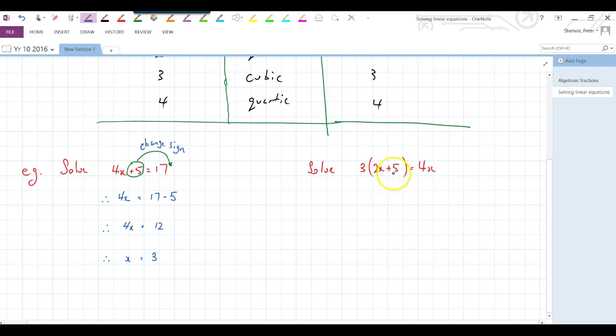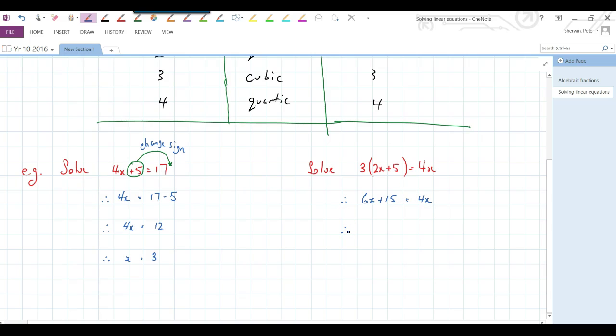First thing we need to do here in this case, I think, is to expand this 3 through. So we write therefore. The therefore dots just give us a little connection from one line to the next. So 3 times 2x, which is 6x, 3 times 5, positive 15, so I write plus 15 there. Okay, equals 4x. You tell me what you think the next stage is.